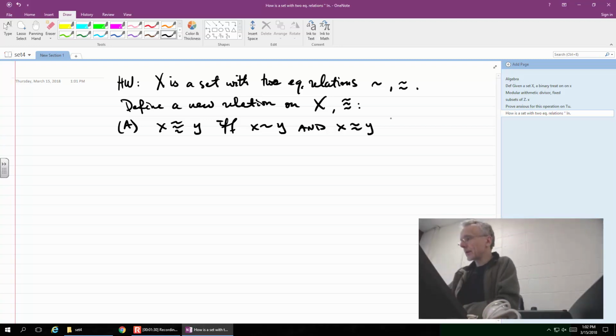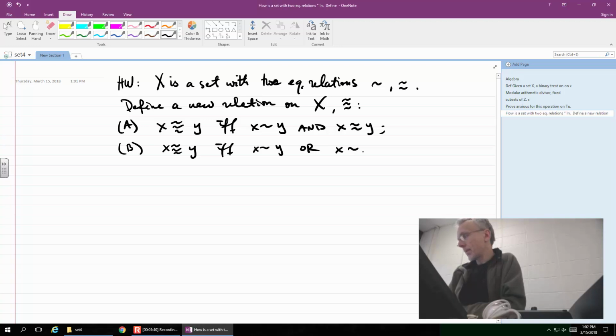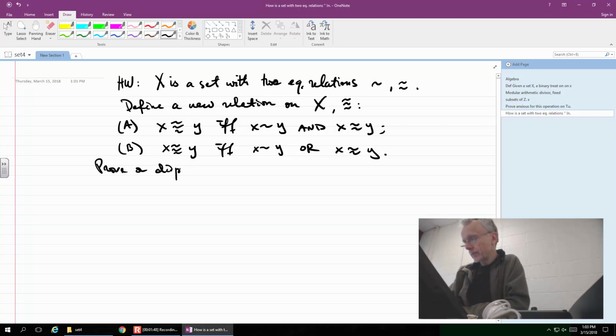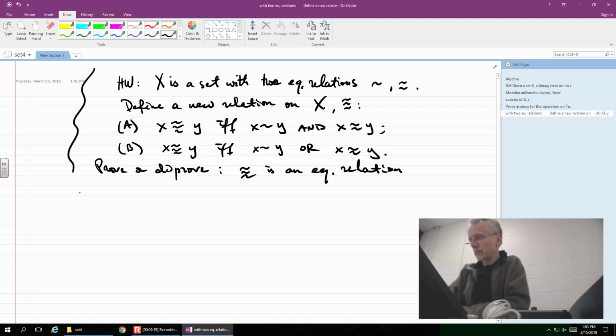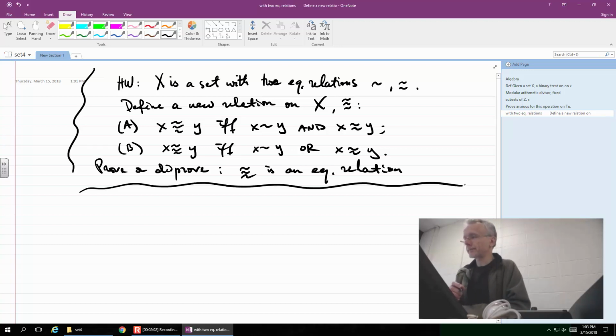And now the same thing, but with OR. Okay, so prove or disprove that this is an equivalence relation. So that is a purely abstract problem.